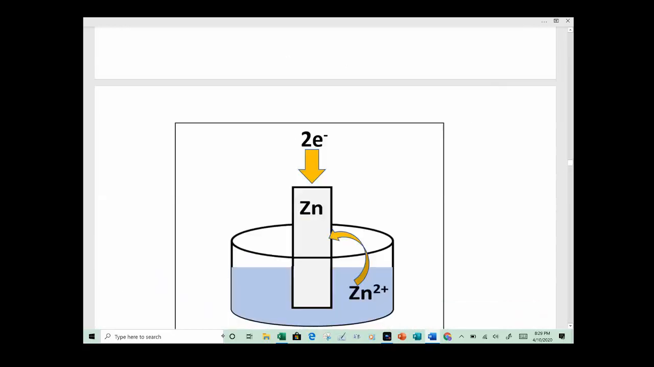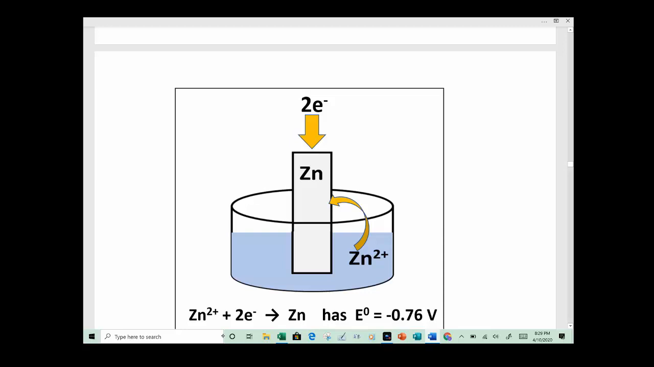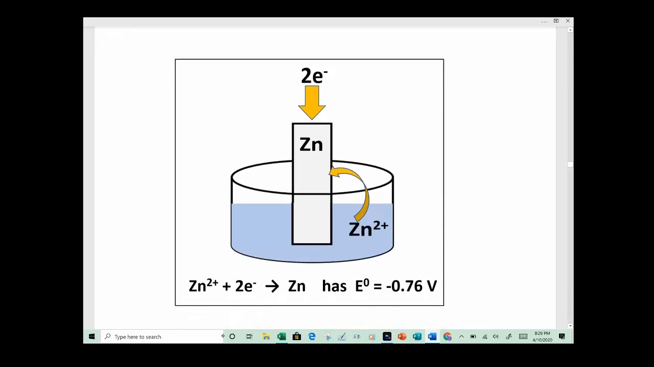Okay, so now let's look at zinc. This would be a half cell for zinc. This would be the reduction for zinc. Zn2 plus plus 2 electrons go to zinc metal, and if we measure this, it's a negative 0.76.